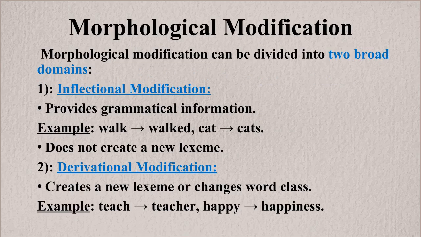Morphological modification can be divided into two broad domains, inflectional modification and derivational modification. Inflectional modification provides grammatical information. For example, the verb walk with the addition of a grammatical affix changed into past form walked, and the noun cat with the addition of a grammatical affix changed into plural cats. It does not create a new lexeme. Derivational modification creates a new lexeme or changes word class. For example, the verb teach creates a new lexeme, changing the word class to make it the noun teacher. And the word happy, which is an adjective, is changed into the noun happiness.